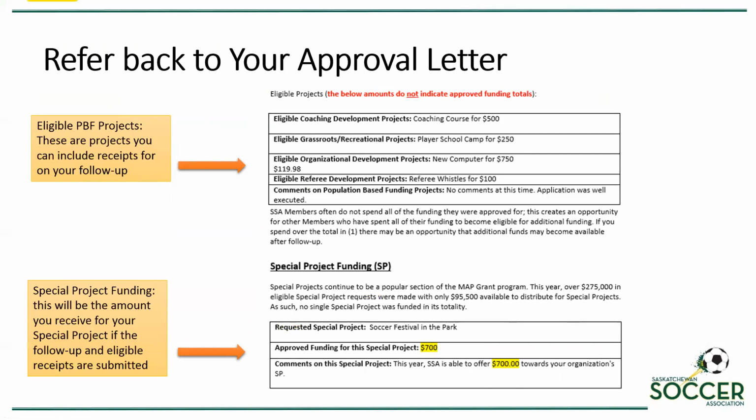Below is the special project funding. The amount here will not change unless they spend less than the approval amount. Just like with population-based funding, only the approved project is eligible. In this case, a soccer festival in the park.